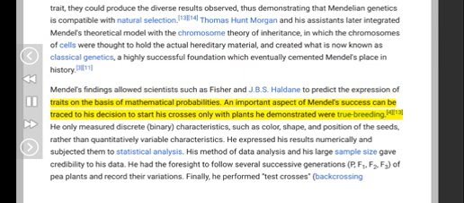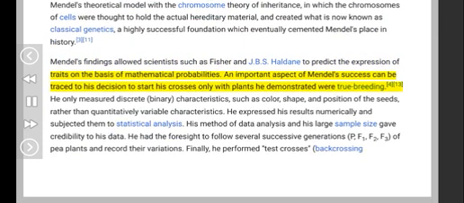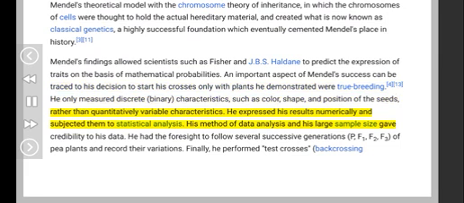An important aspect of Mendel's success can be traced to his decision to start his crosses only with plants he demonstrated were true breeding. He only measured discrete binary characteristics, such as color, shape, and position of the seeds, rather than quantitatively variable characteristics. He expressed his results numerically and subjected them to statistical analysis. His method of data analysis and his large sample size gave credibility to his data. He had the foresight to follow several successive generations, P, F1, F2, F3, of pea plants and record their variations.